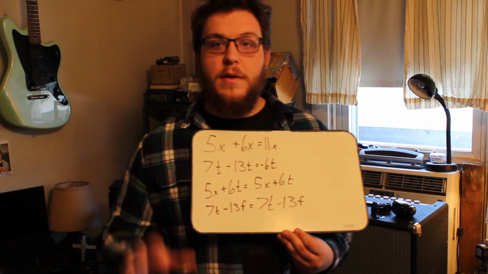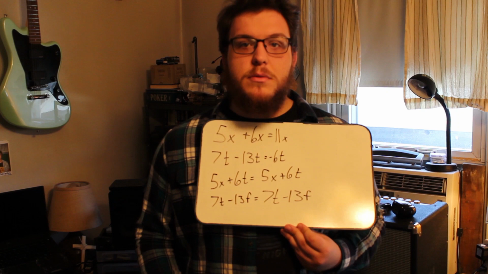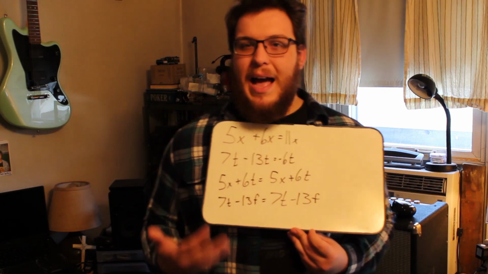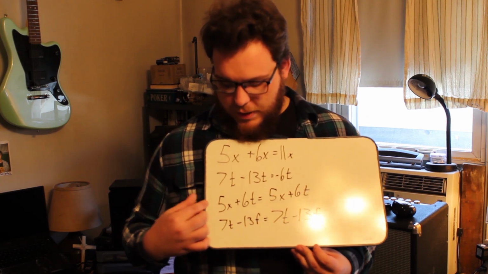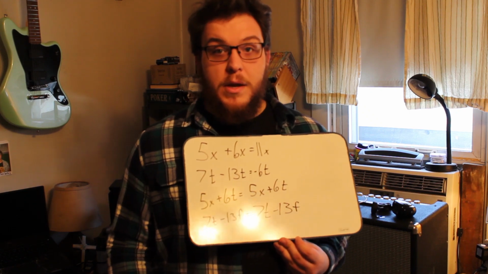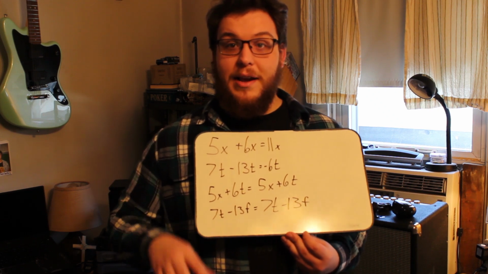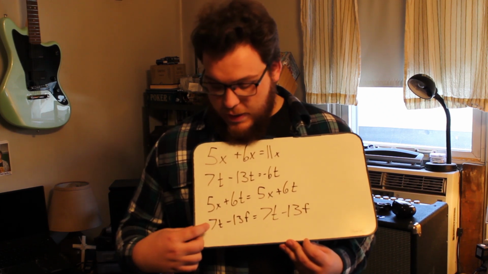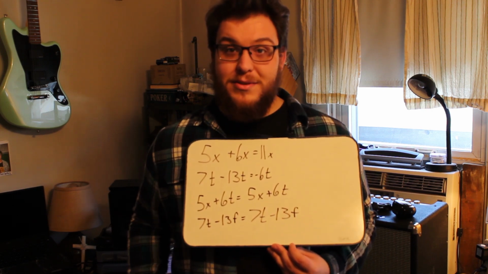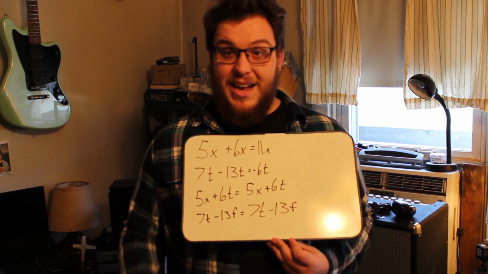Now you're probably asking yourself, Mr. T, can we combine unlike terms? And yes, but no, and I'll show you how. If we were trying to combine, say, 5x and 6t with addition, we would just come back with the same thing. We can't truly combine them together because they're not like terms. And the same goes with, say, 7t minus 13f. You get back 7t minus 13f because they're not like terms. You can't combine them together.